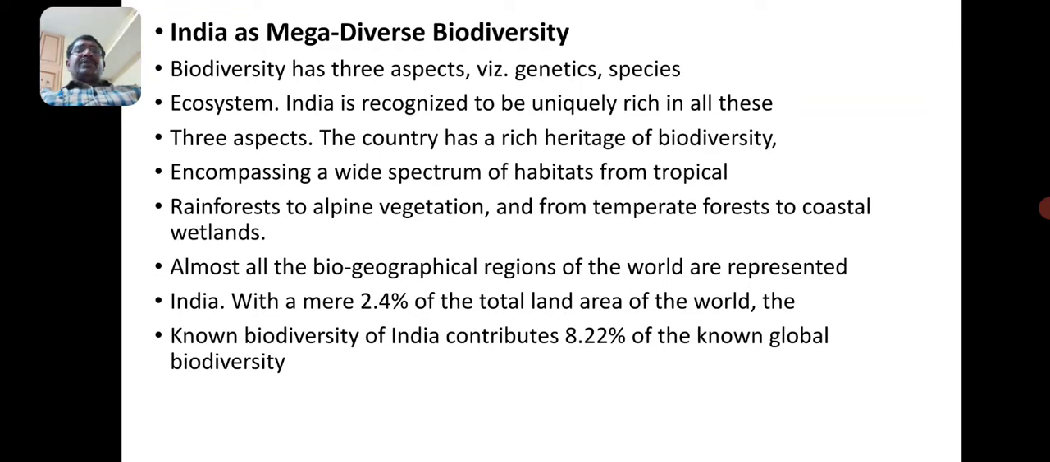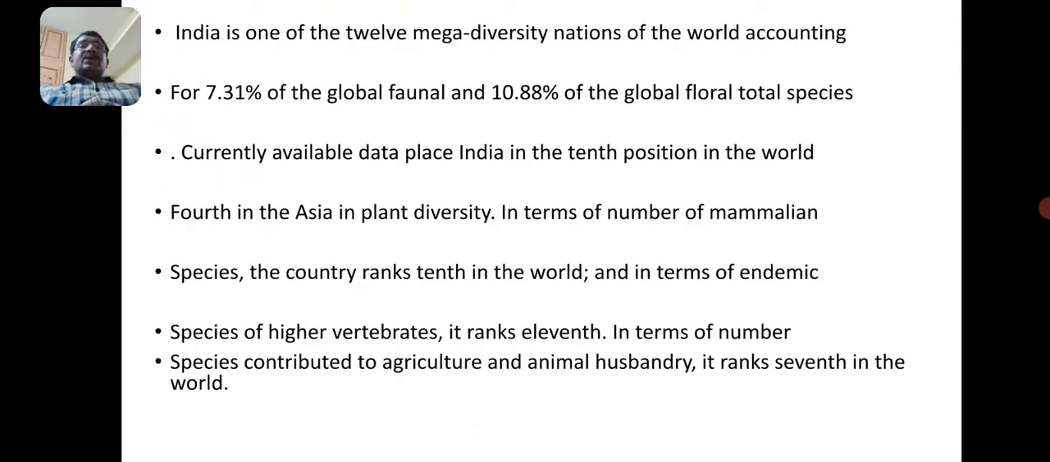India has 2.4% of the total land area in the world, yet contributes nearly 8.22% of the known global biodiversity. India is one of the 12 mega biodiversity nations in the world, accounting for 7.31% of the global fauna and 10.88% of the global flora species. According to currently available data, India is in 10th position in the world and 4th in Asia in plant diversity.